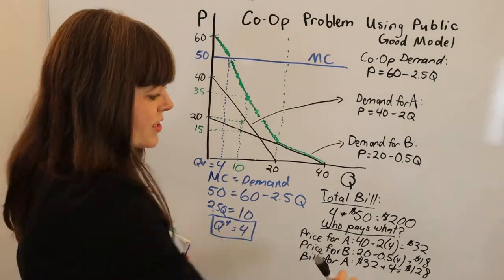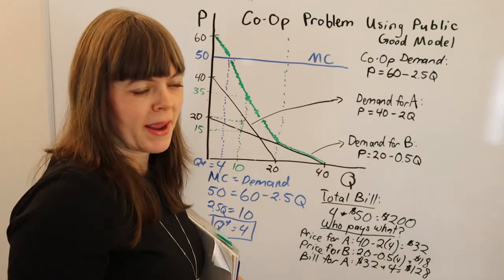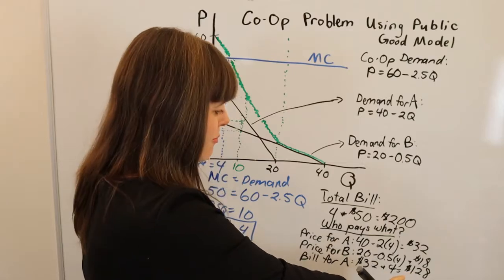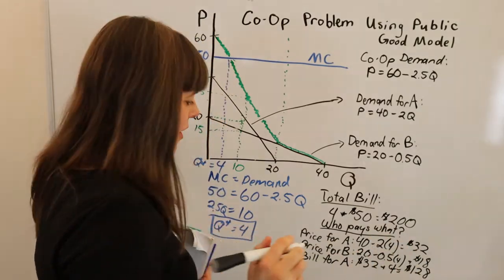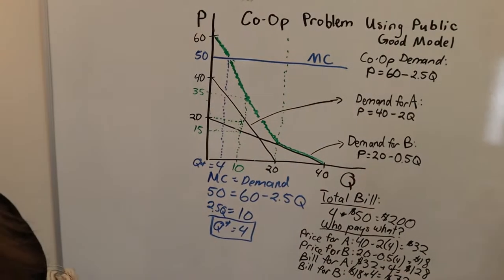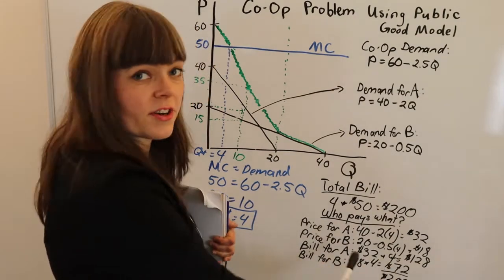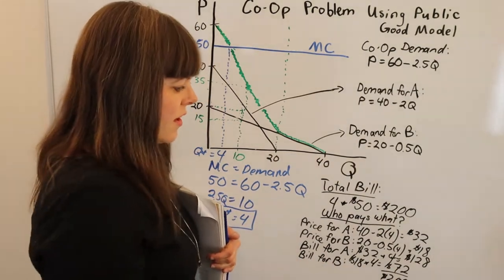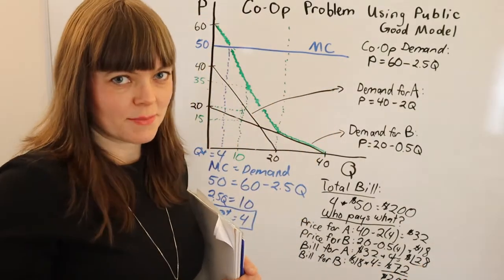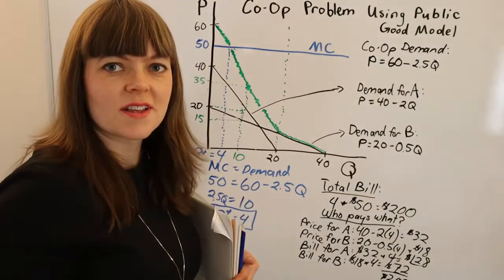So firm A is going to pay $128 of that bill. And of course, firm B will pay the rest, but it also should equal the $18 that they pay per product times the 4 products. So let's write that out. All right, so firm B is paying 18 times 4, $72 in total. Firm A pays 128, firm B pays 72. That adds up to 200, which is the total bill for the development of these modules.